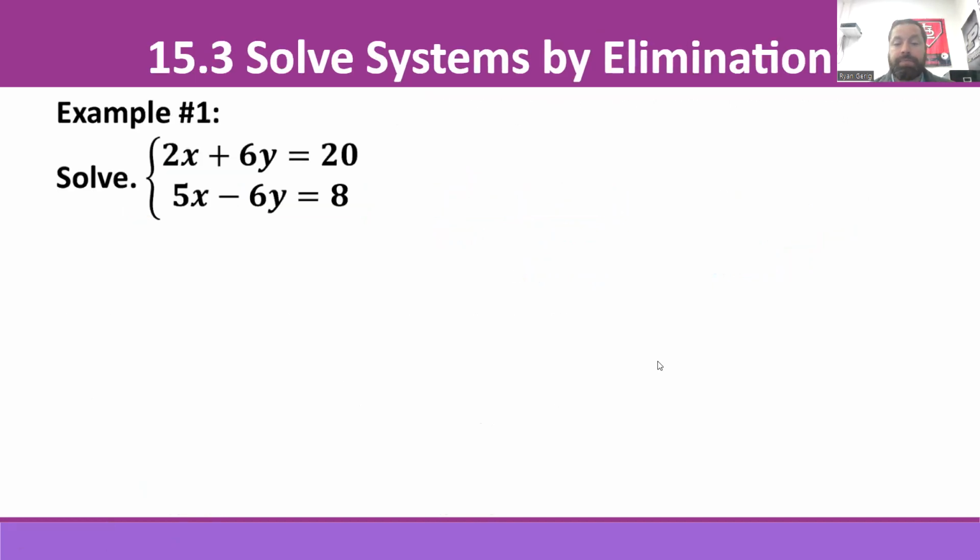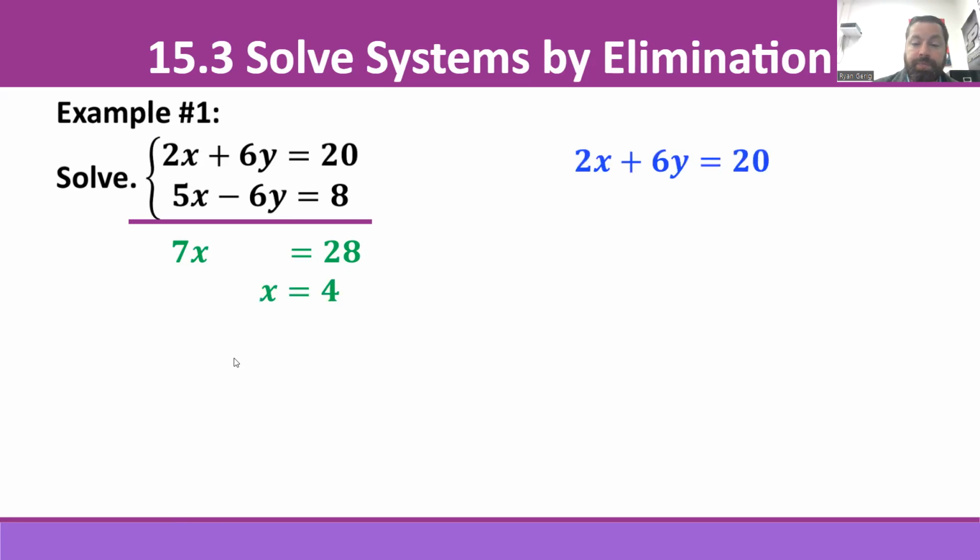Let's do another example. This one's a little easier than the last one because if I add these together, the y's cancel right away. Okay, so add these together. 2x plus 5x equals 7x. 6y and -6y makes 0. 20 plus 8, got to remember to add those as well. 20 plus 8 is 28. Divide by 7, I get x equals 4.